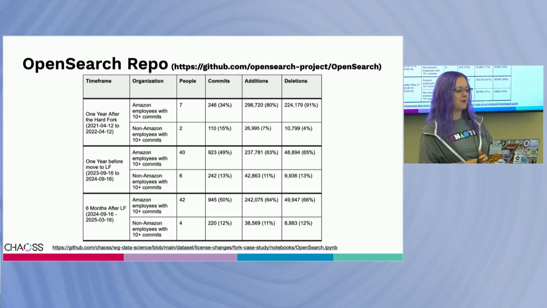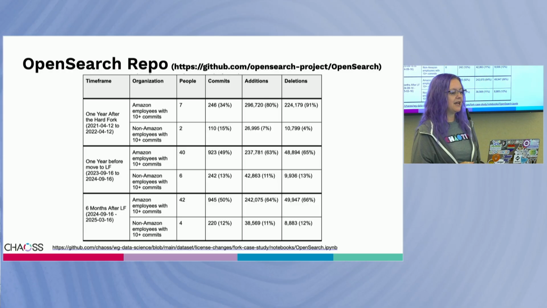So OpenSearch. In this example, I'm comparing the early days of the OpenSearch fork, the first year, with the most recent year, with an end date of when OpenSearch was moved from Amazon into the Linux Foundation, and then 6 months after the move to the LF.